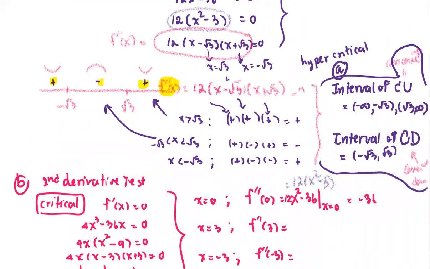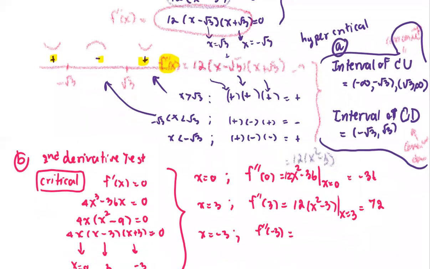And this one is the same way. If you put it in 12 x squared minus 3, where x equals 3, this is 9 minus 3 is 6, that's 72, the sign positive. And in the case that we replace x with -3, the negative value squared is still positive, minus 3 gonna be positive 6, so the value comes out 72, the same thing. So we care about the sign of the f double prime.